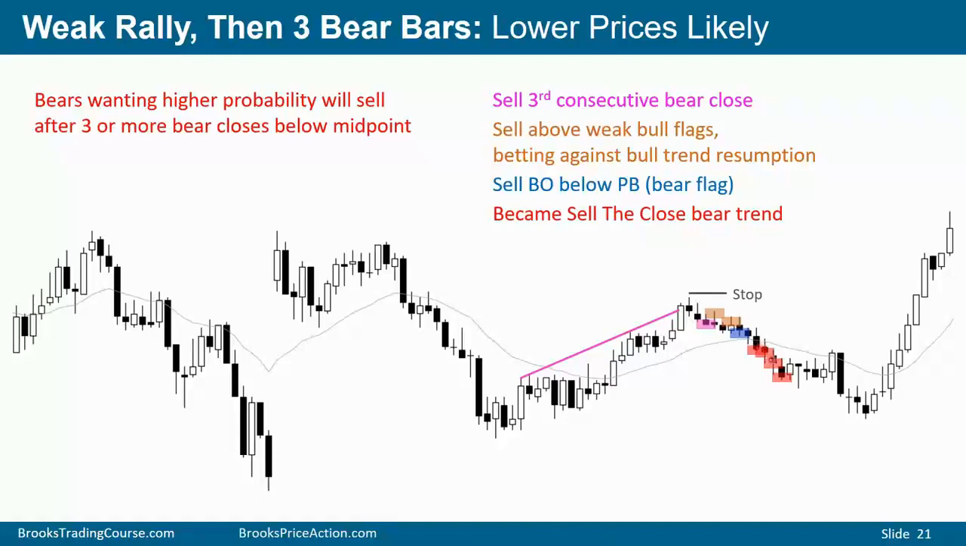Now we're getting 3 bear bars, 4, 5, 6, 7 consecutive bear bars. Traders will start selling closes, especially when we start to get closes near the lows of the bar, here or here. Stop above the top of the bear leg. And a lot of these bears will be willing to sell more higher if the market immediately reverses up after they enter. They'd keep their stop up here.